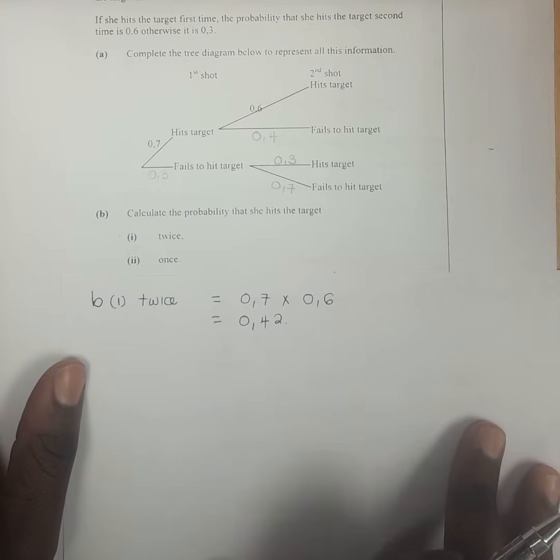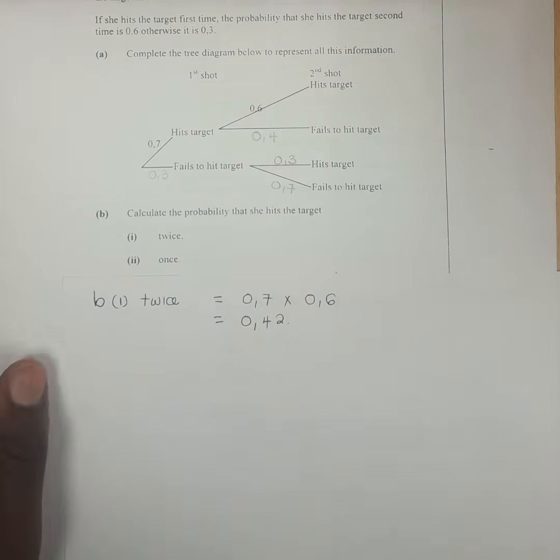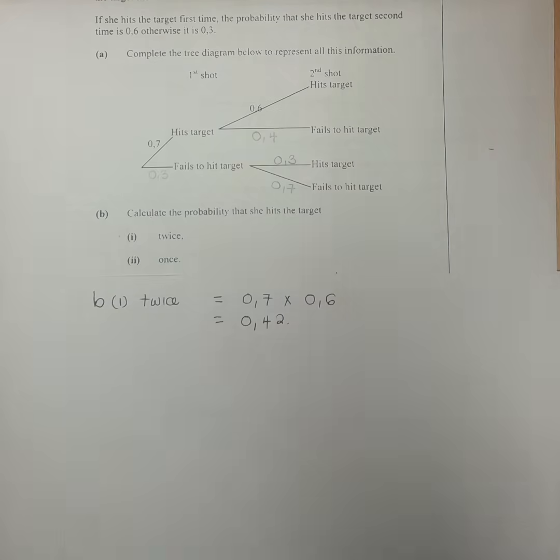And then on part 2, we want to calculate the probability that she hits the target once. So what happens is here we are forced to make a choice. Either she's going to hit the target in the first shot and fail in the second, or she's going to fail in the first shot and then hit the target in the second shot. So we need to follow that on our probability tree diagram.